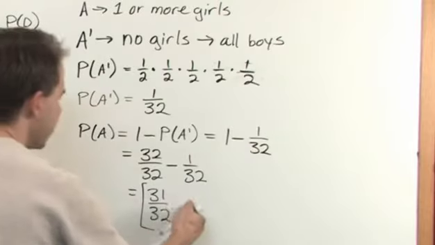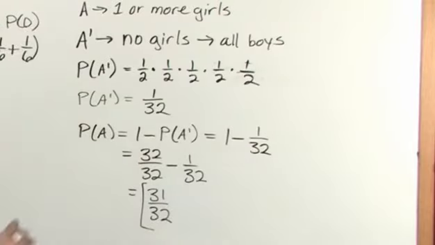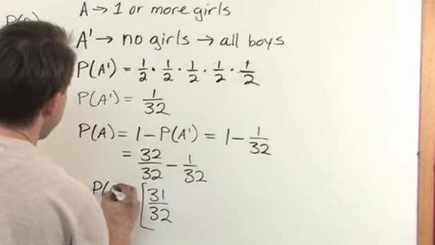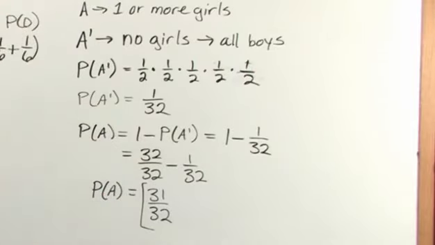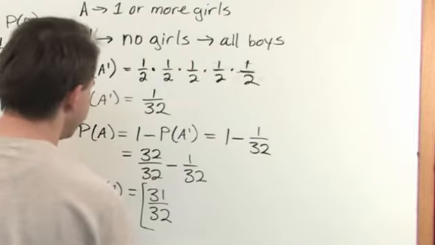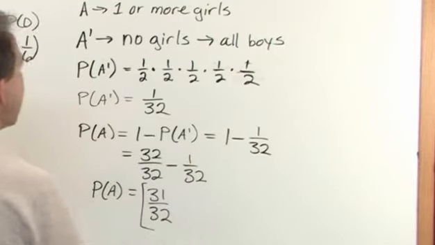And this is very, very close to 1. So the probability of my event A, which was getting at least one girl, or one or more girls, is very, very high. And that's just a simple matter of flipping a coin.